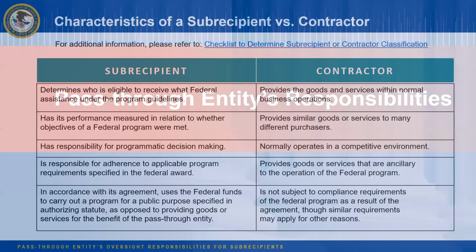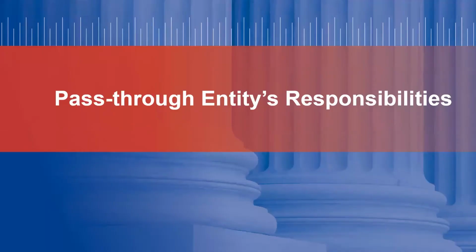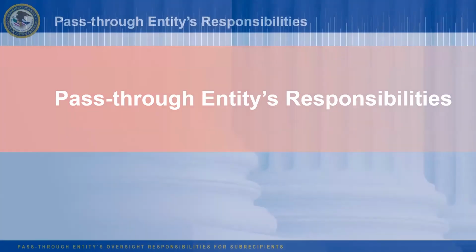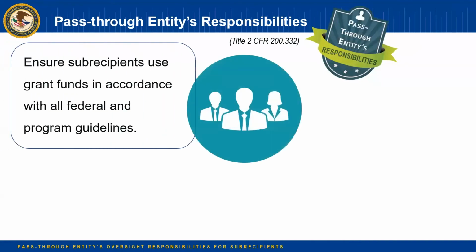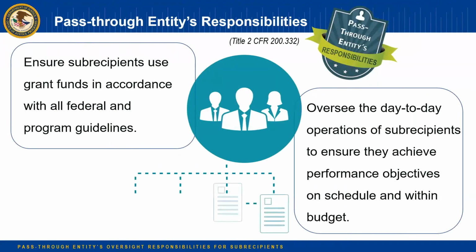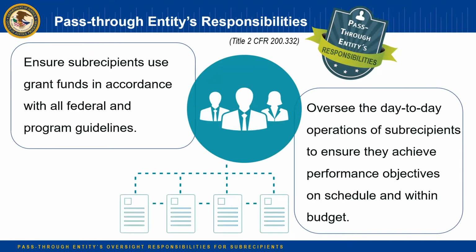Next slide, please. So now the pass-through entity's responsibility. Next slide. So as a pass-through entity, what are your responsibilities for sub-awards or subrecipients, okay? You're primarily concerned with making sure that the sub-awards are used in accordance with the grant guidelines, okay? So the best way to ensure that the subrecipient is aware of that guidance and compliance is that you're passing that information through the subaward document down to the subrecipient and make sure that they understand their requirements.